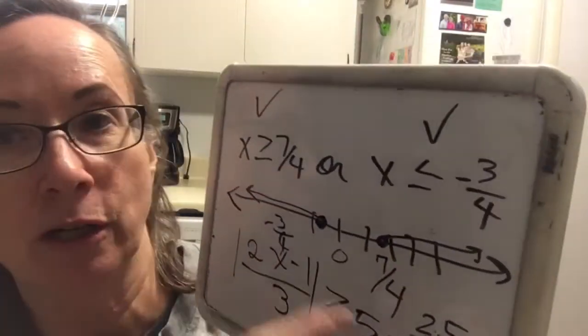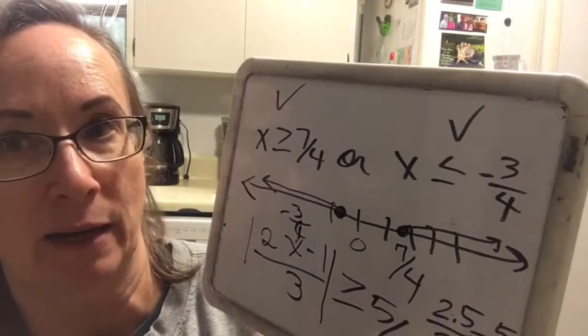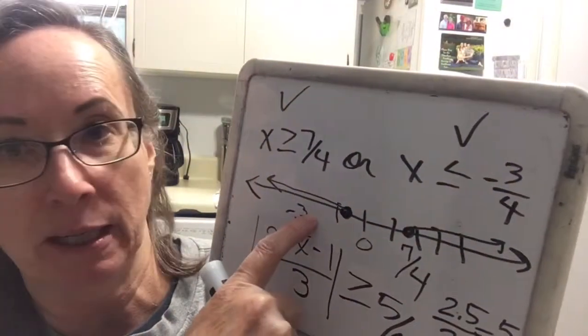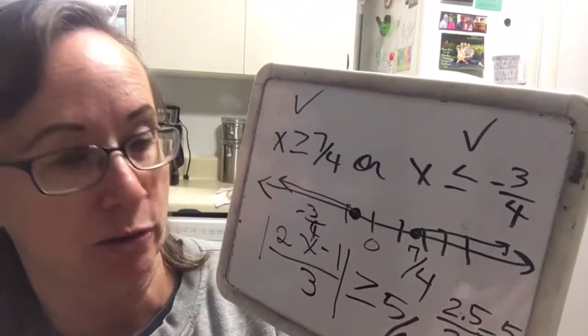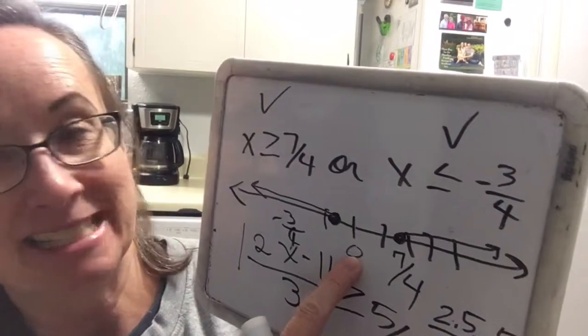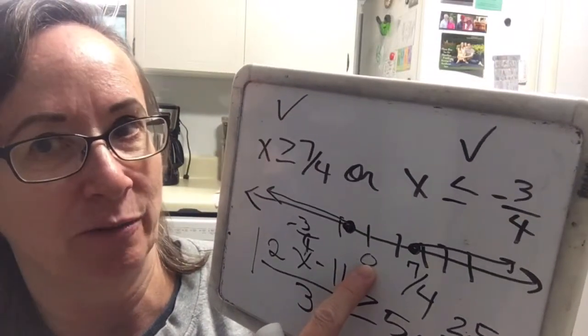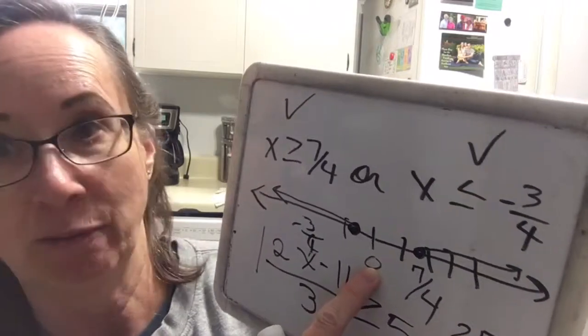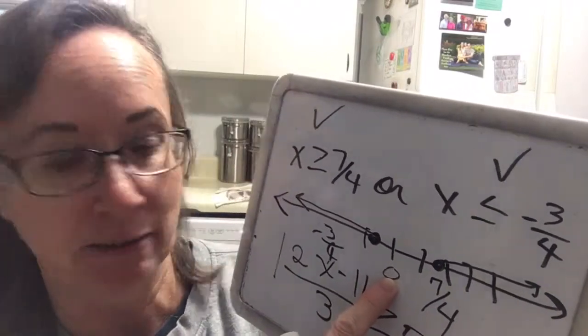Now, to make sure that I have graphed the correct way, I can pick an easy point over here, and pick an easy point over there to make sure it's true. I could also pick 0. And since 0 is not in the desired region, 0 should not work in the problem. And that would be a good indication that I had done it correctly too.